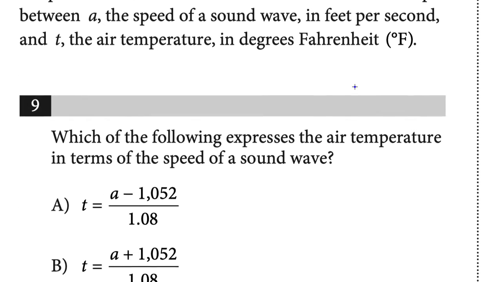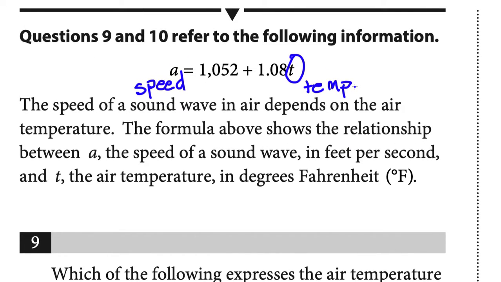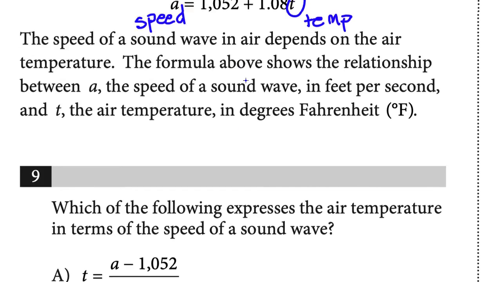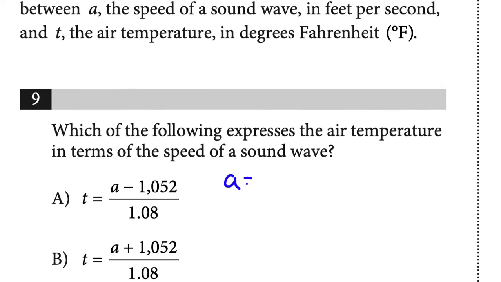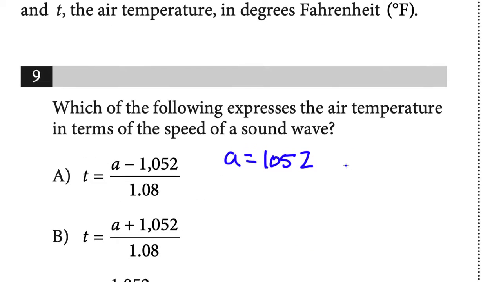All right, let's look at number 9. Which of the following expresses the air temperature in terms of the speed of the sound wave? So it's just basically saying solve for T. How do we solve for T? Let's come back up here. If I copy this down, we're all going to copy this down as well. A is equal to 1052 plus 1.08 T. How do I solve for T?